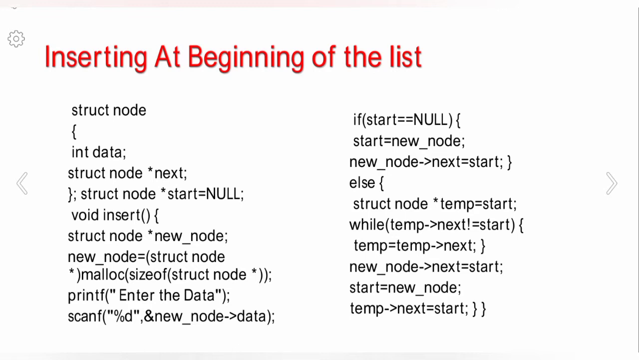Next, void insert. In the insert function, we are going to insert a new node. So we are going to create a pointer called new node here.